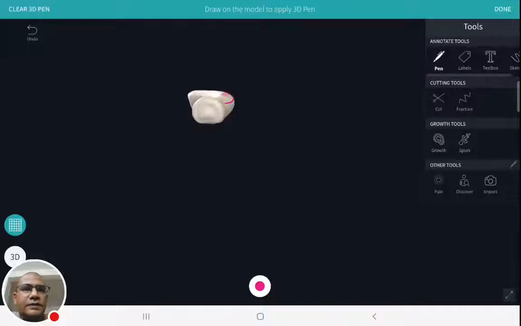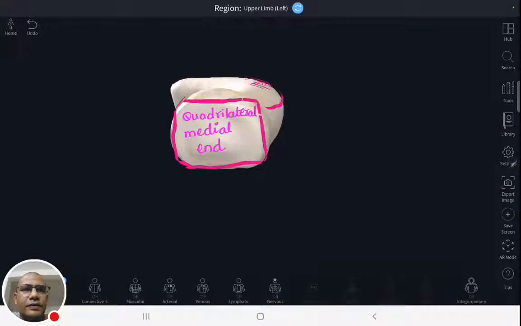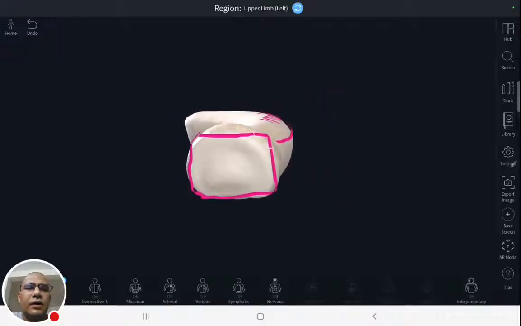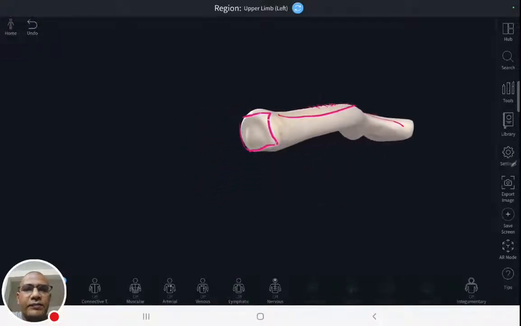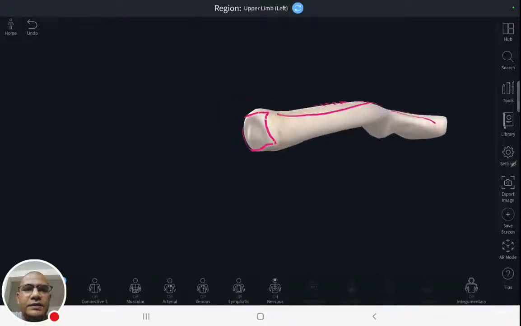The next side determining feature is the shape of the sternal end. The sternal end is quadrilateral in shape. Either you remember medial end or you remember lateral end. We will prefer medial end. The medial end is quadrilateral.